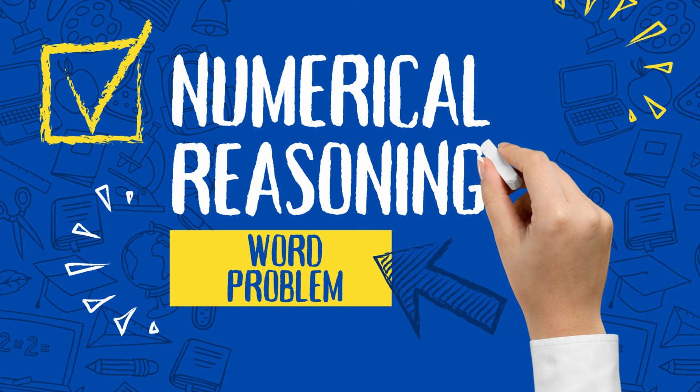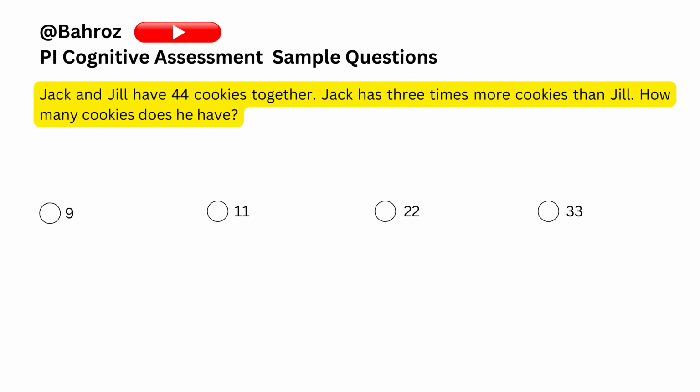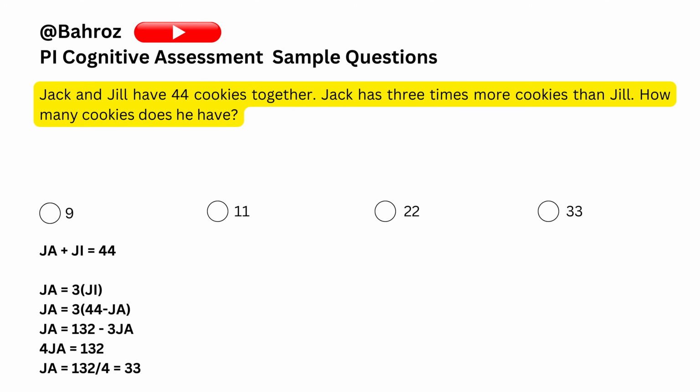The next type of questions you'll receive under numerical reasoning is word problems. For word problems, you apply math concepts to real life scenarios described in text format to find the correct answer. So here a sample question I have is: Jack and Jill have 44 cookies together. So you write JA plus JI equals 44. Jack has 3 times more cookies than Jill, which means JA equals 3 into JI. So we write these two equations.